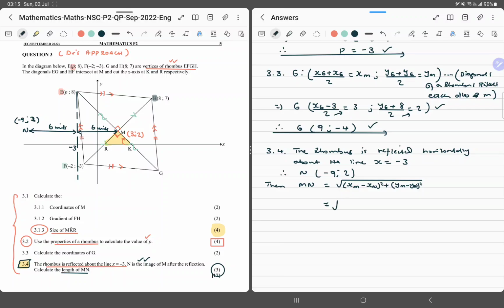Okay, so let's do this thing. x at M is 3 minus -9, which is +9 squared, plus this is the story of our lives, 2 plus 2 squared. Now this is basically 12 squared, which is 144.